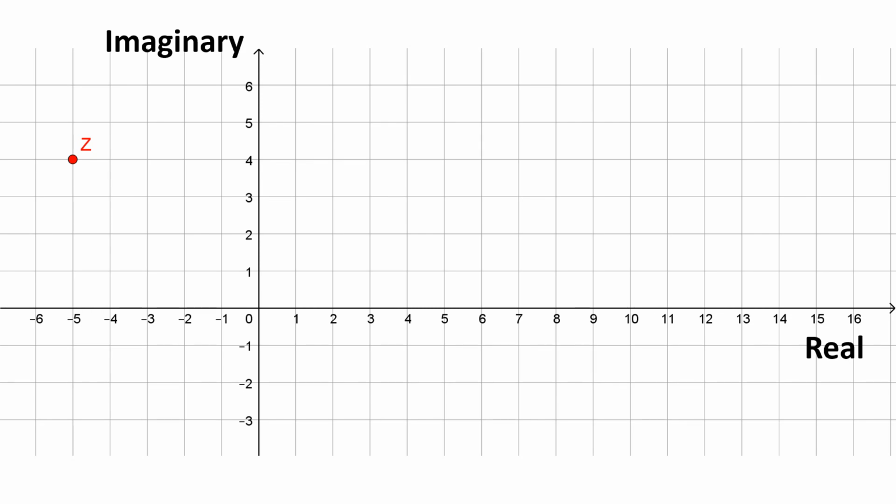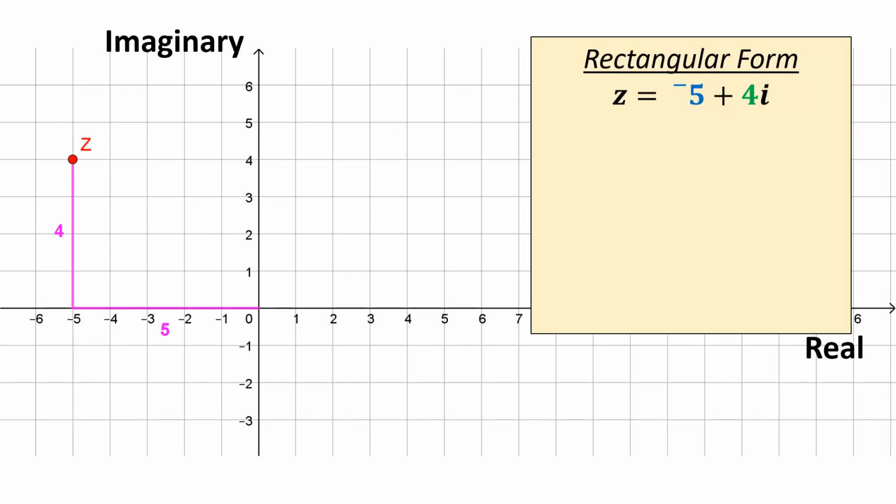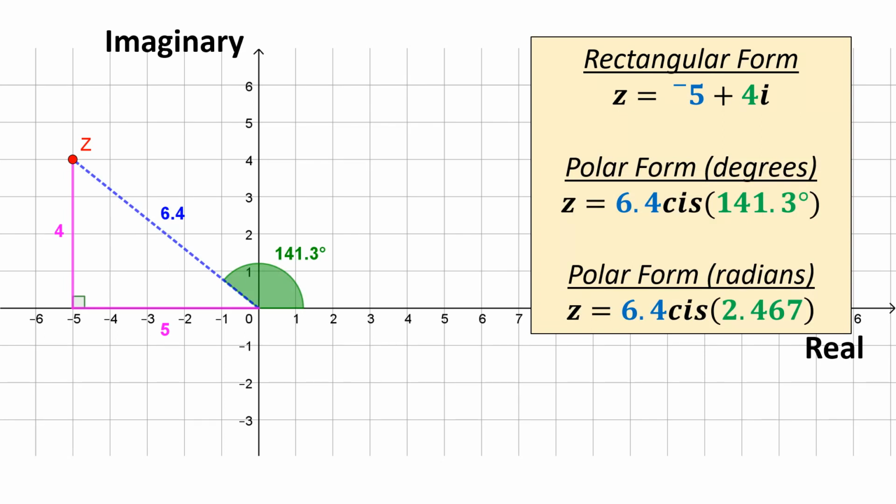We move into the second quadrant, and we could write this as minus 5 real plus 4 imaginary, or we could write it as 6.4 cis 141.3 degrees, or again, work in radians if you prefer. But notice the right-angled triangle we've created. It's probably easier to work out this angle, 38.7 degrees, and subtract it from 180 to work out the argument.